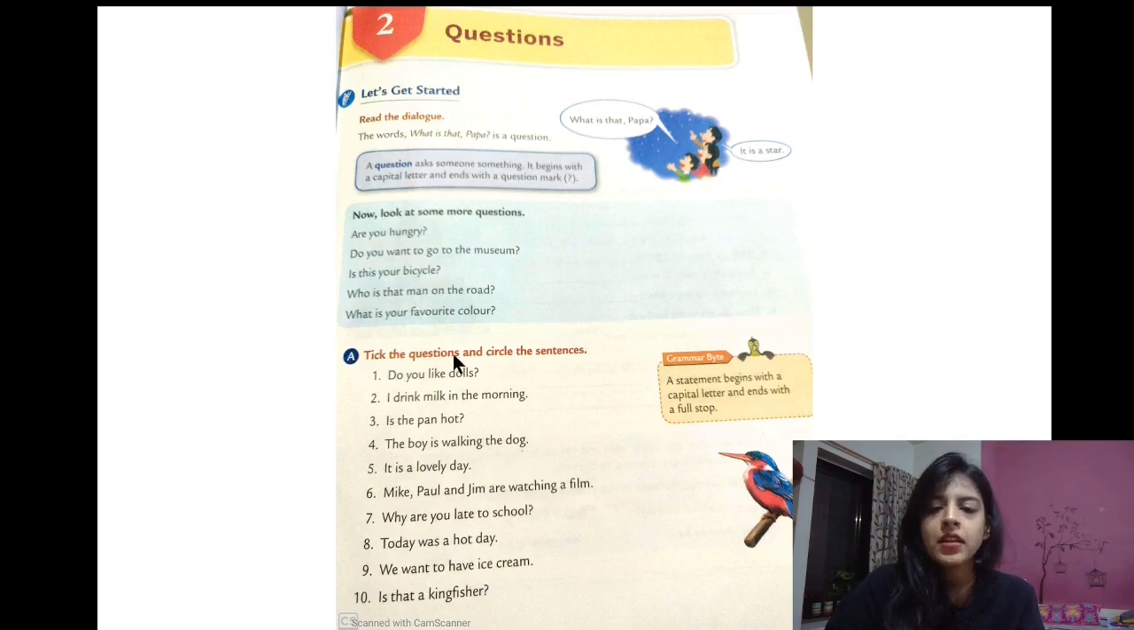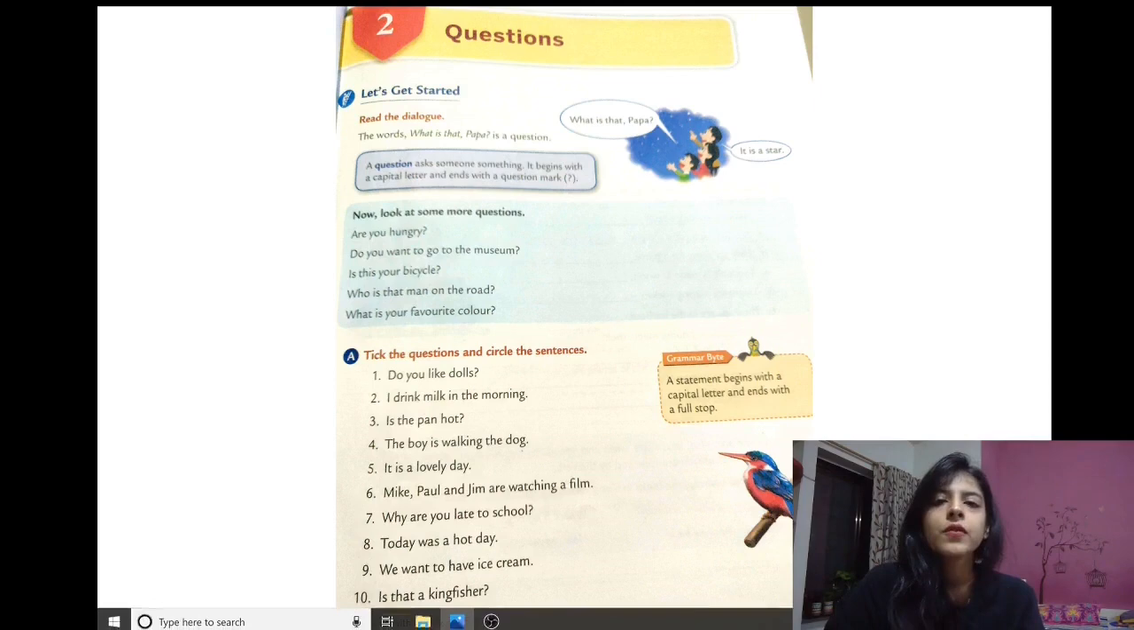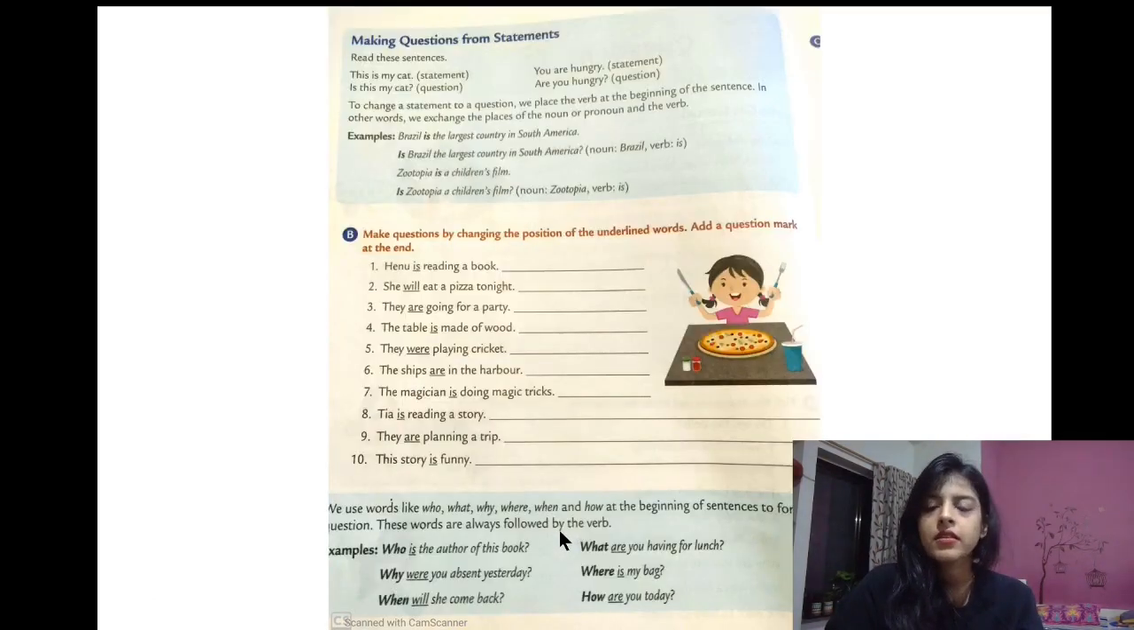So you will tick the question. Second, I drink milk in the morning. It is a sentence. So what do you have to do? You have to circle the sentence. So I want you to solve this with your pencil. Let's move on to B.